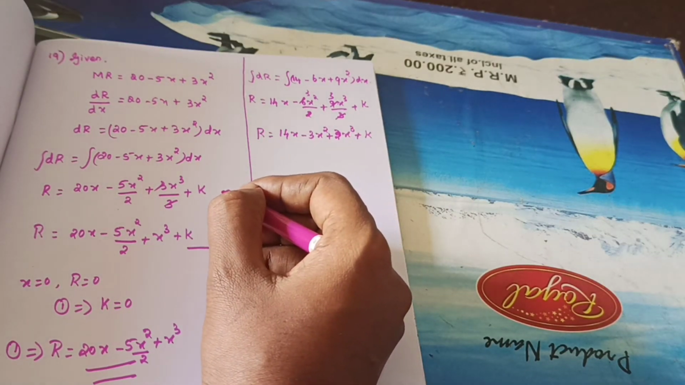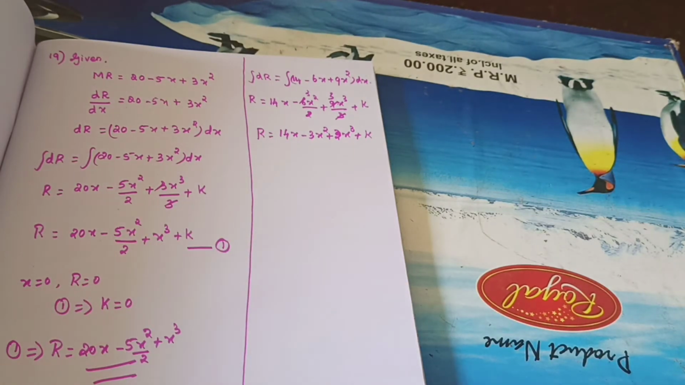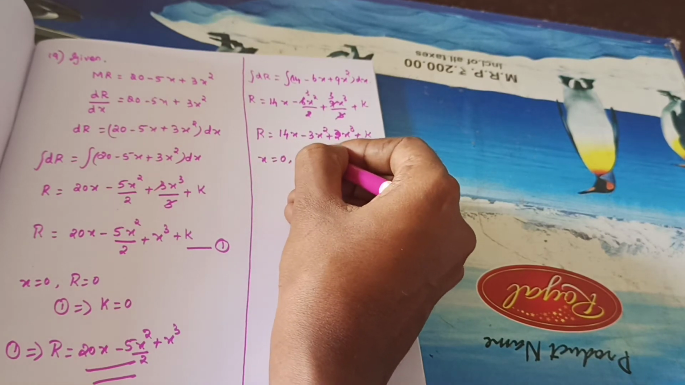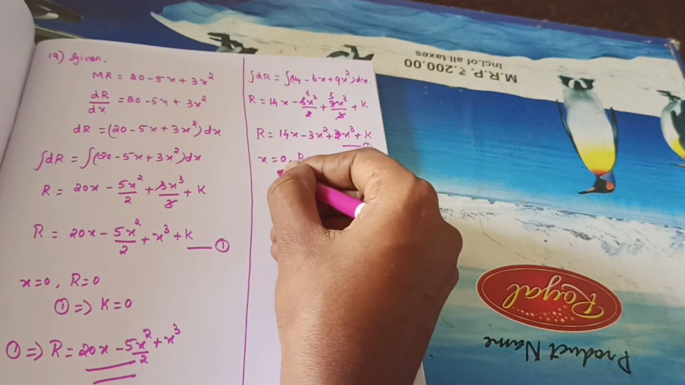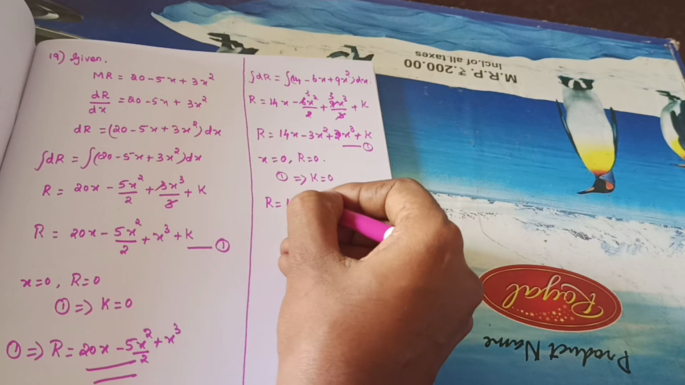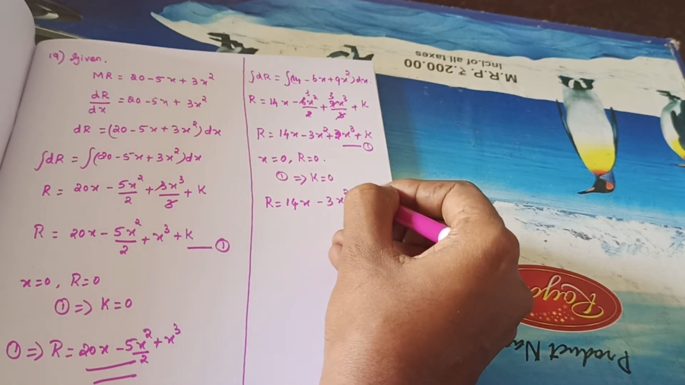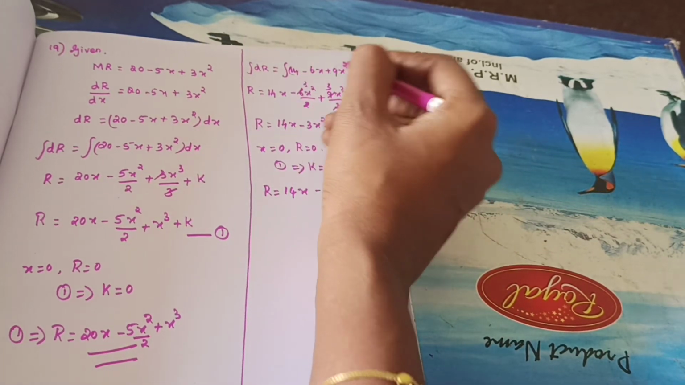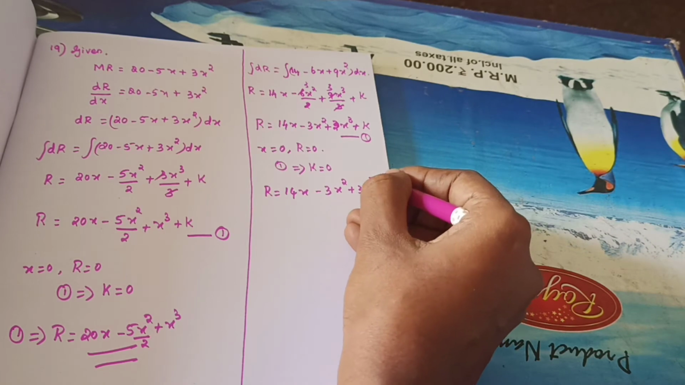Here you can apply the constant as k. So what do you need to find now? The k value, k we need to find. For that, what will you do? X equal to 0, R also 0. Apply in equation number 1. So what will happen? K equal to 0. Now R is equal to 14x minus 3x square plus 3x cube plus 0.